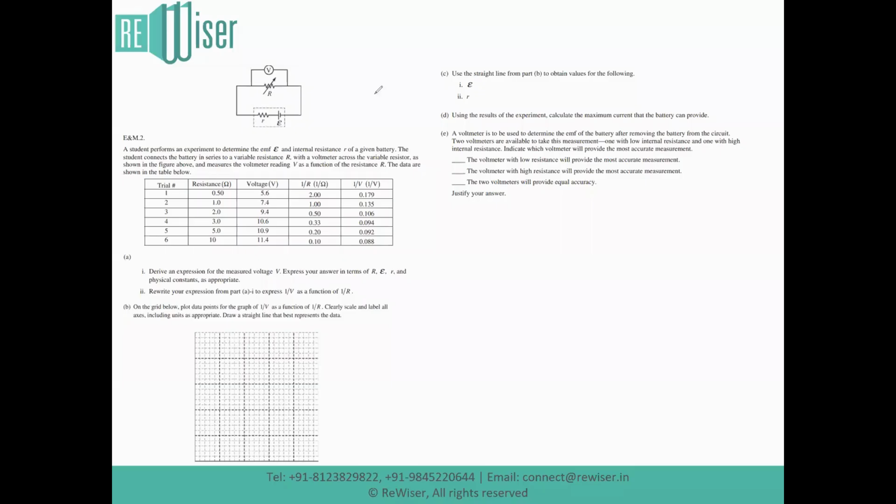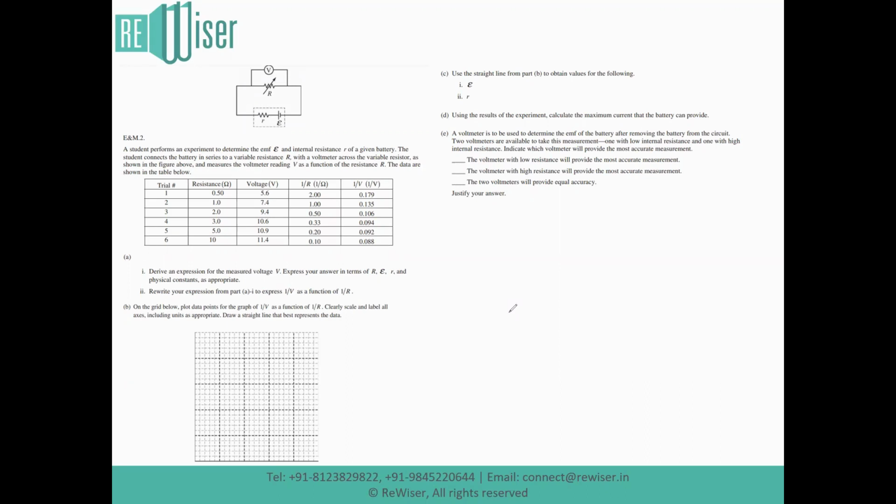Let's have a look at another question. So here we are dealing with circuits. A student performs an experiment to determine the EMF epsilon and internal resistance r of a given battery. The student connects the battery in series to a variable resistance capital R with a voltmeter across the variable resistor, as shown in the figure above, and measures the voltmeter reading V as a function of resistance R. The data is shown in the figure given below.